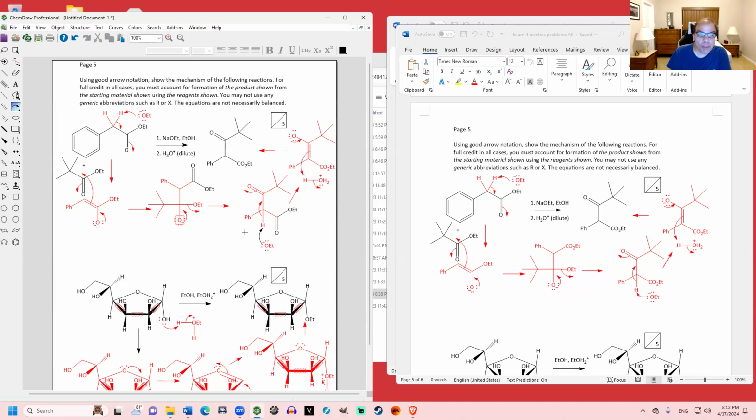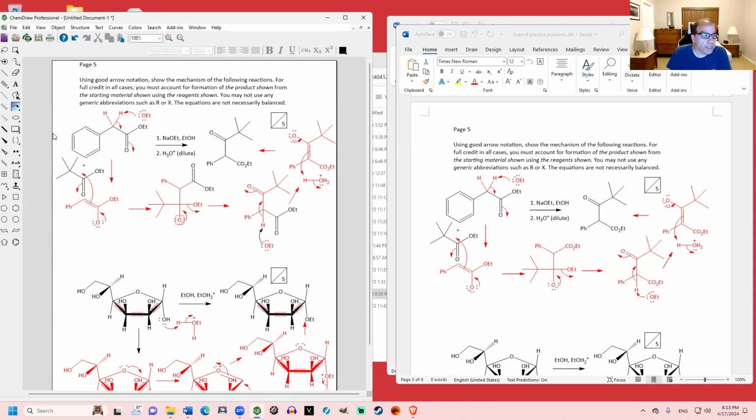Remember, we form the product, what actually is going to be our product, in alkaline solution. So the base is going to pull off that acidic proton. It cannot be prevented. So you have to show that as part of the mechanism. That gives you the enolate. And then we add H3O+. That will neutralize the base and put the proton back onto the enolate to give you the product. So this is just a Claisen condensation reaction.